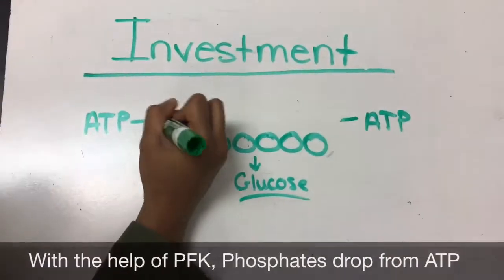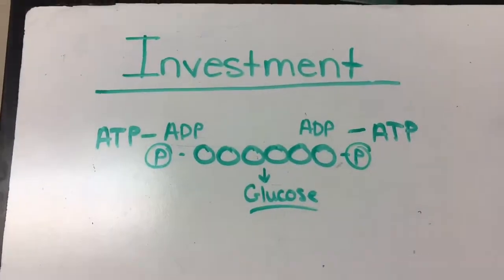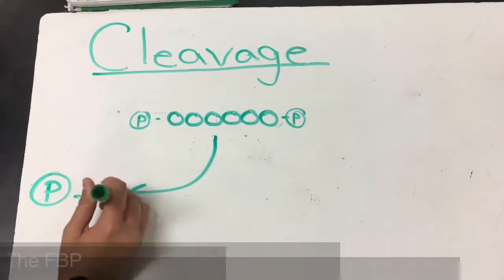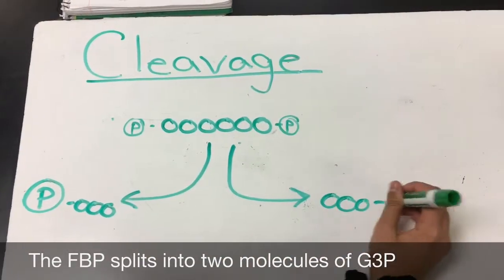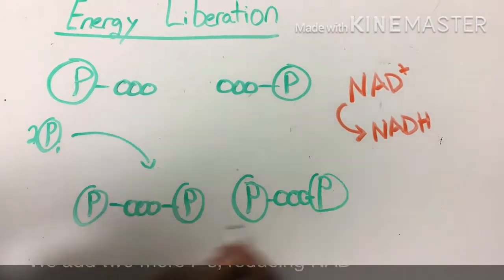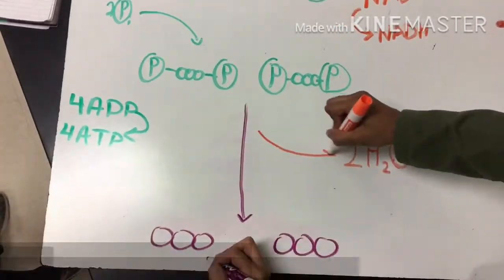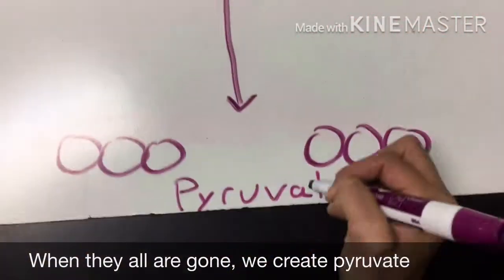With the help of PFK, phosphates drop from ATP. They join onto glucose, making FBP. The FBP splits into 2 molecules of G3P. We add 2 more P's, reducing NAD. We make ATP, cause the phosphates of G3P, when they all are gone, we create pyruvate.